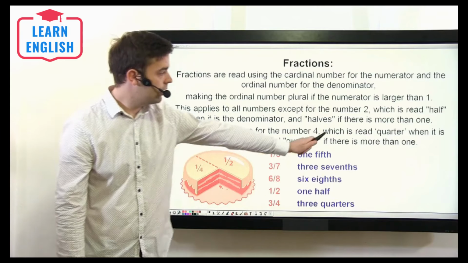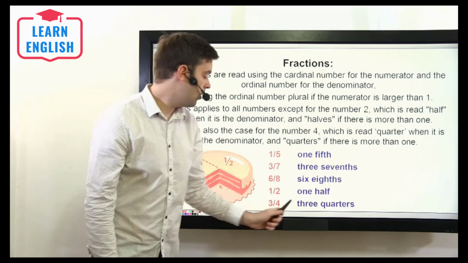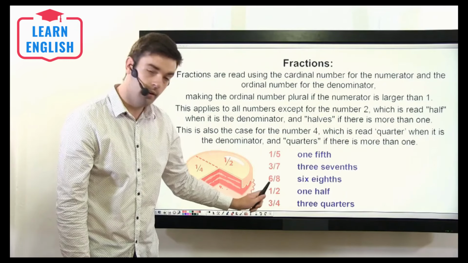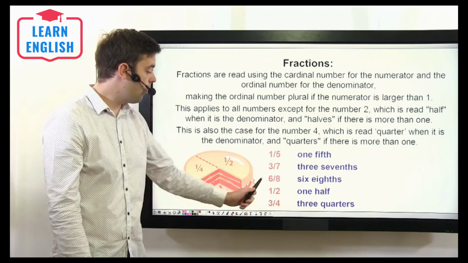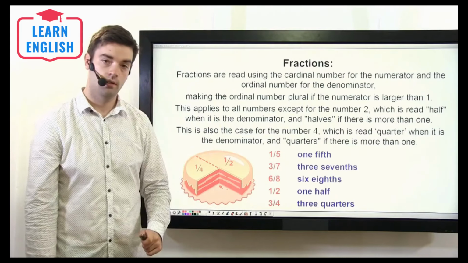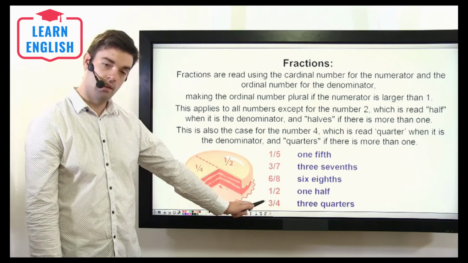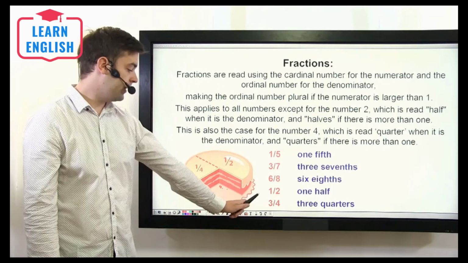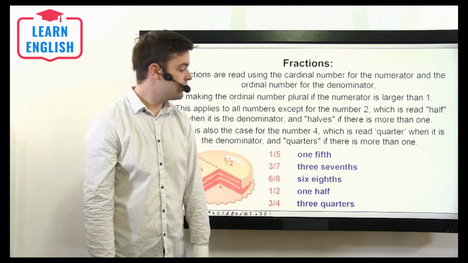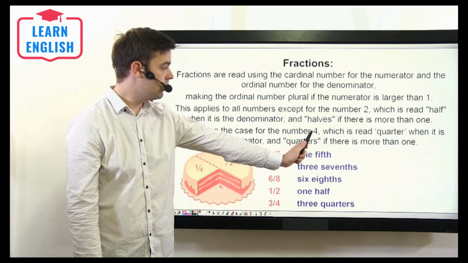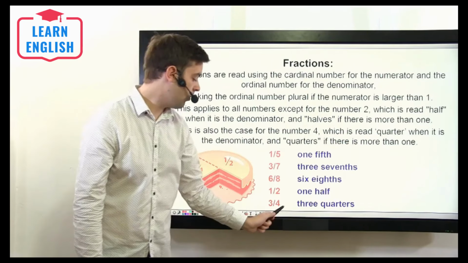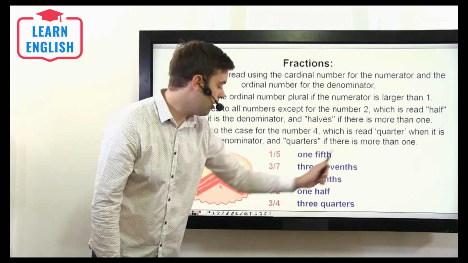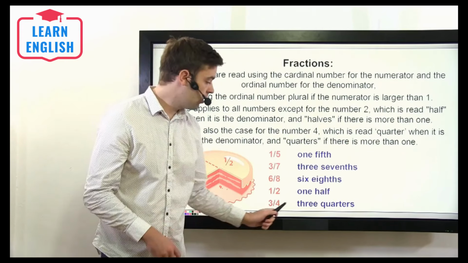Remember, 2 is half when it's the denominator. So this one is 1/2. And this one, 3/4. So remember, 4 is read as quarter when it's the denominator, and quarters if there is more than one. So there are 3 quarters.